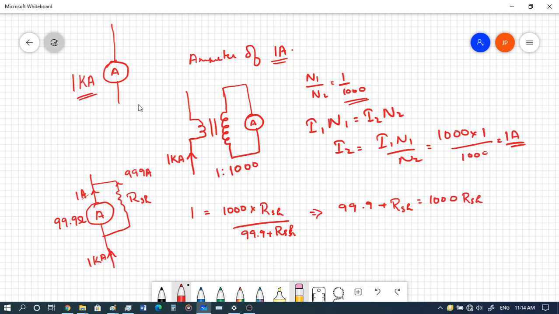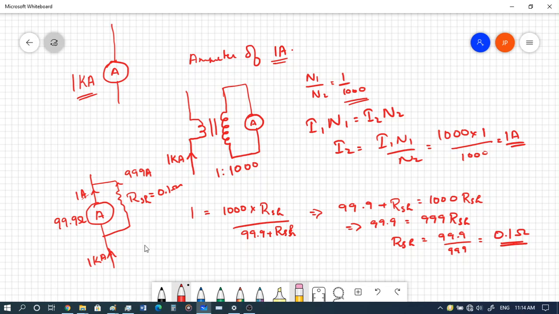1000 RSH, which implies 99.9 is equal to 999 RSH. I'm taking the RSH to the left hand side, so RSH is equal to 99.9 by 999. If you cancel these two, you will get it as 0.1. So RSH is 0.1 ohms for this particular scenario, and let's see what would be the power consumed over here.